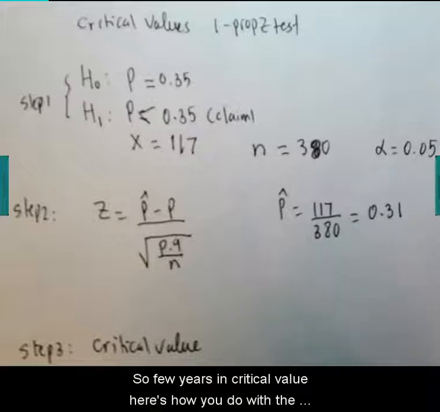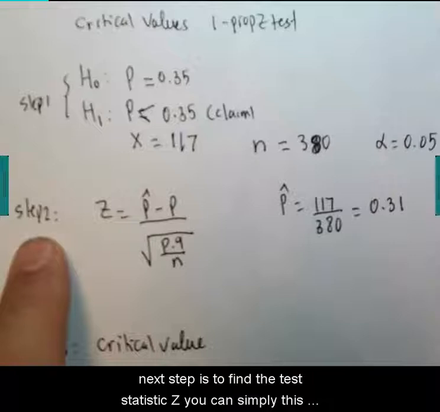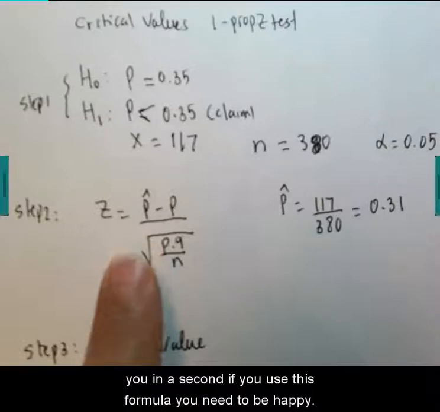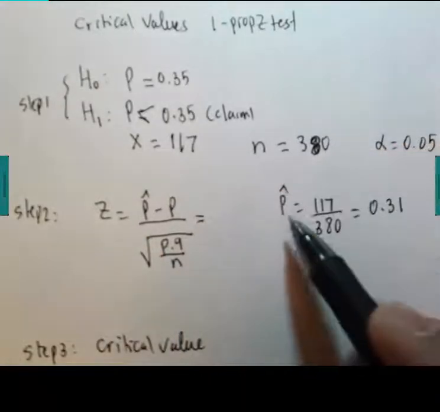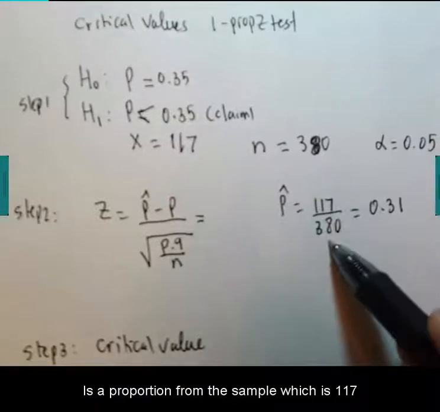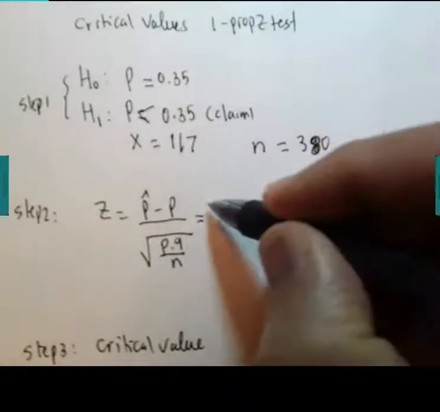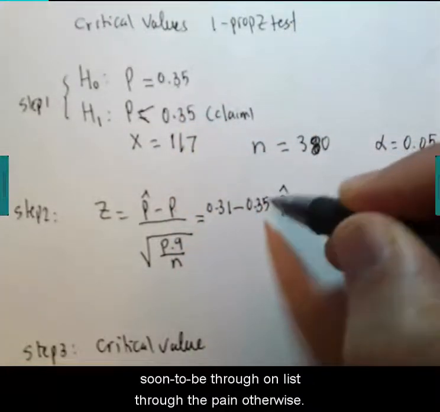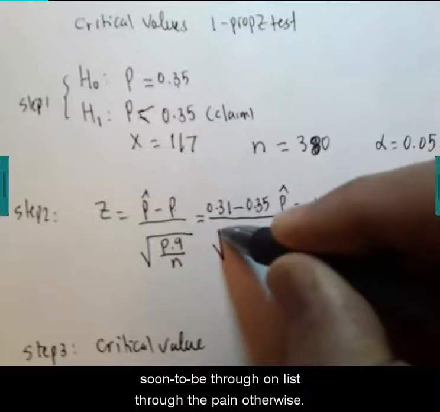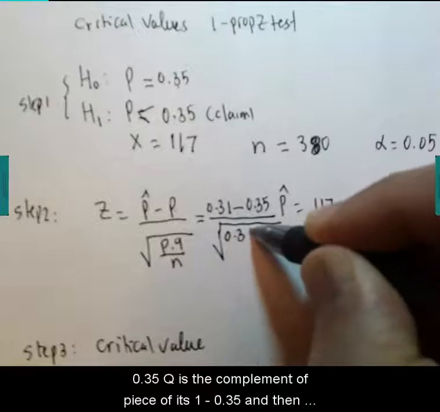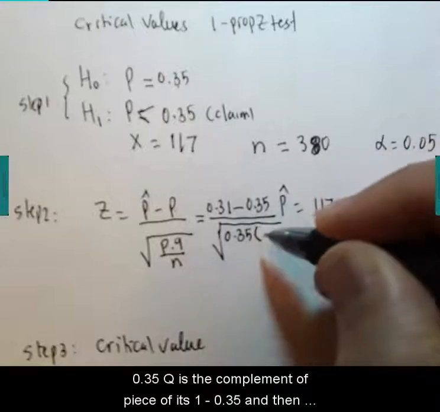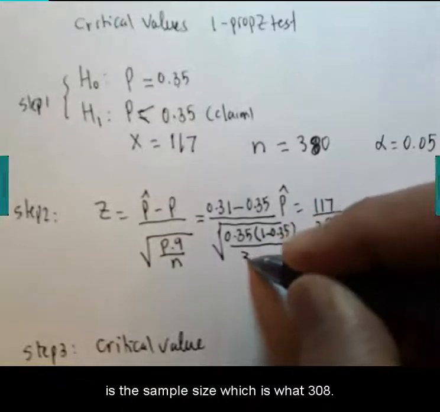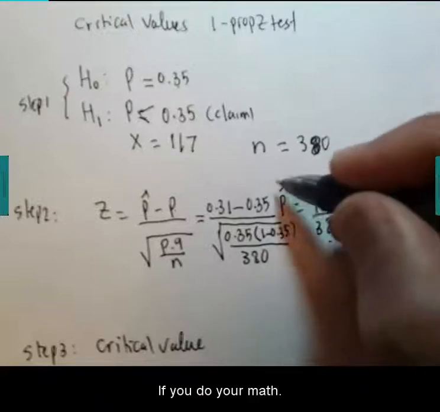So if you're using critical value, here's how you do it. The next step is to find the test statistic Z. You can simply use this formula or use the calculator, which I will show you in a second. If you use this formula, you need a p hat. P hat is a proportion from the sample, which is 117 over 380, which is 0.31. Minus p, which is the assumed value in the null hypothesis that's assumed to be true unless proven otherwise. P is 0.35. Q is the complement of p, so it's 1 minus 0.35. And N is the sample size, which is 380.